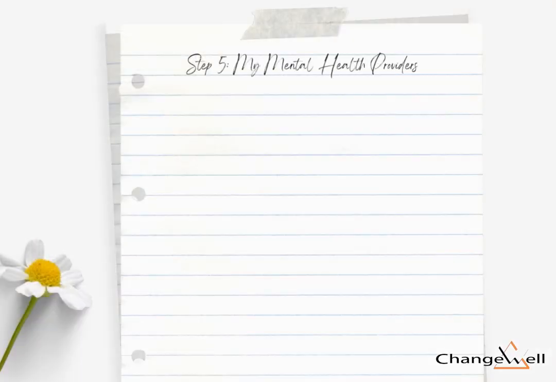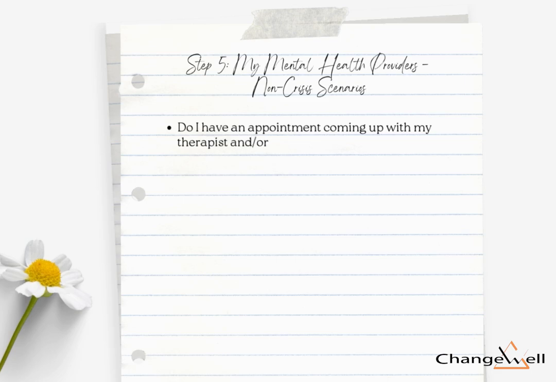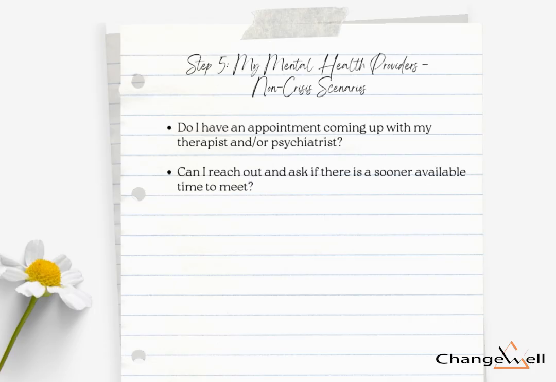Next is step 5, reaching out to your mental health provider. This step is for non-crisis scenarios. And the things you want to check on, do you have an appointment coming up with your therapist and/or psychiatrist? Can you reach out and ask if there's a sooner available time to meet? So for my clients, I go ahead and put my name, my phone number, and my email address on here. I let them know this is for non-crisis scenarios, and essentially what that means is I can't be reached 24/7.